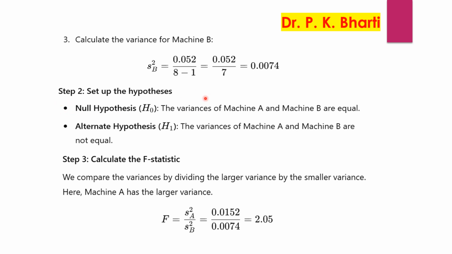Now in step 2, we will formulate a hypothesis. Here we can take the null hypothesis as the variance of the machine A and machine B are equal, while alternate hypothesis will be the variances of machine A and machine B are not equal. Then in step 3, we will calculate F statistic by applying the relation SA square upon SB square, or SX square upon SY square, which we have already calculated, 0.0152 upon 0.0074. It will be 2.05.